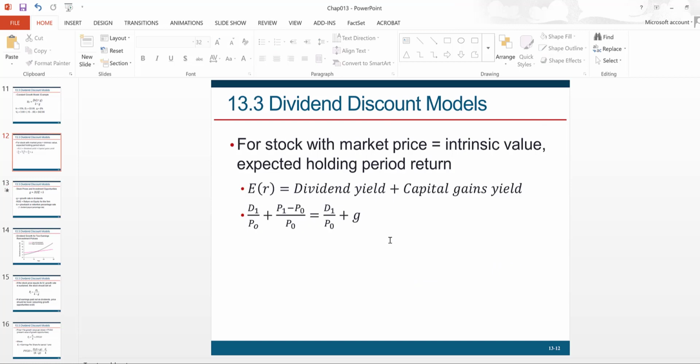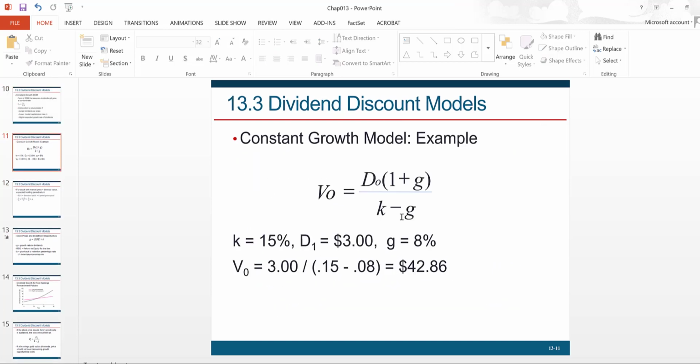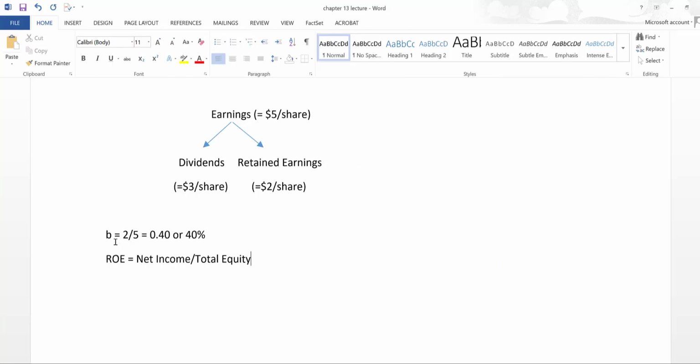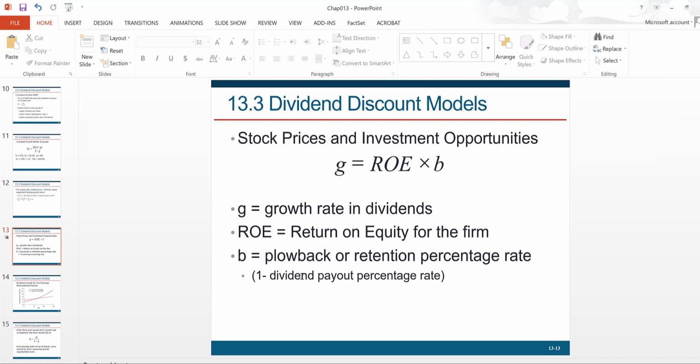Okay, so if we have this dividend discount model, we now have all the components. We have the current dividend. We know we can estimate K from CAPM, and we know how to estimate G from this equation. In this case, it should be clear that B is 40%, and therefore the dividend payout is 60%. 3 out of $5 is paid out as dividend, so that's 60%. So 1 minus the dividend payout rate is also the retention rate. That is what I have written down over here.